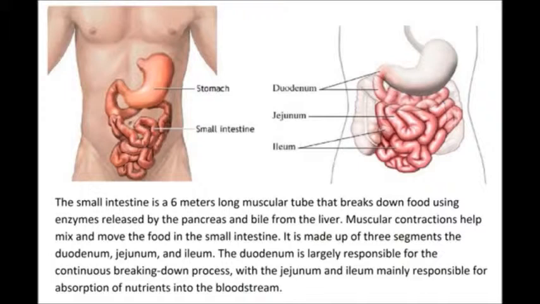The small intestine is a 6-meter long muscular tube that breaks down food using enzymes released by the pancreas and bile from the liver. Muscular contractions help mix and move the food in the small intestine. It is made of 3 segments, the duodenum, the jejunum, and the ileum. The duodenum is largely responsible for the continuous breaking down process, with the jejunum and the ileum mainly responsible for absorption of nutrients into the bloodstream.